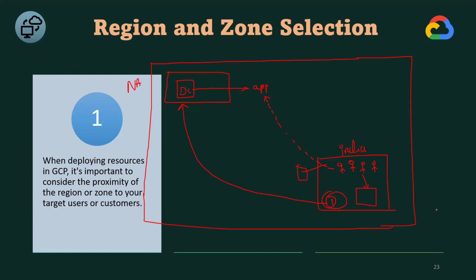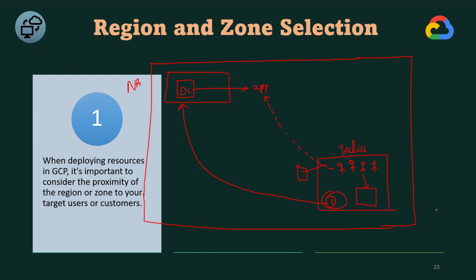So whenever you are deploying a resource in GCP for your application, it is important to consider the proximity of your target users. Select a region or zone near to your target users. That is the main important point, which helps in providing high availability, less latency, and less network lag. This is one of the very important selection criteria: whenever you are deploying a resource in Google Cloud Platform, try to select a region or zone which is near to your target users or customers. That is the first point.